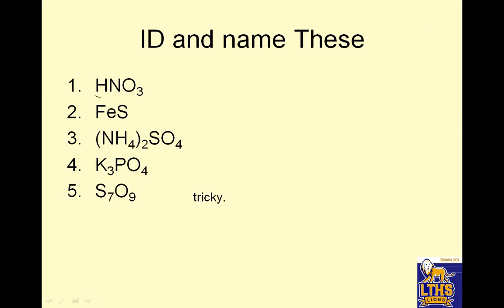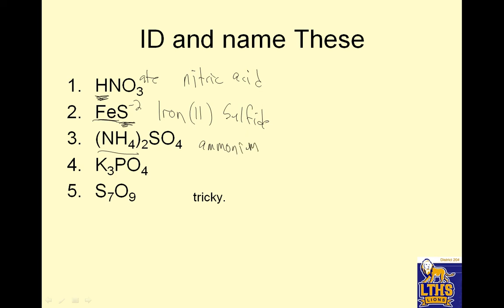Identify and name these. It starts with H, hello, I'm an acid. This is nitrate, so it is nitric acid. FeS. That's iron, so it's not an acid. It's Roman. Sulfur is minus 2 from the periodic table. So it must be iron(II) sulfide. And it's ide because there's no oxygens. NH4, I know that. That's ammonium. SO4, I know that. Sulfate.